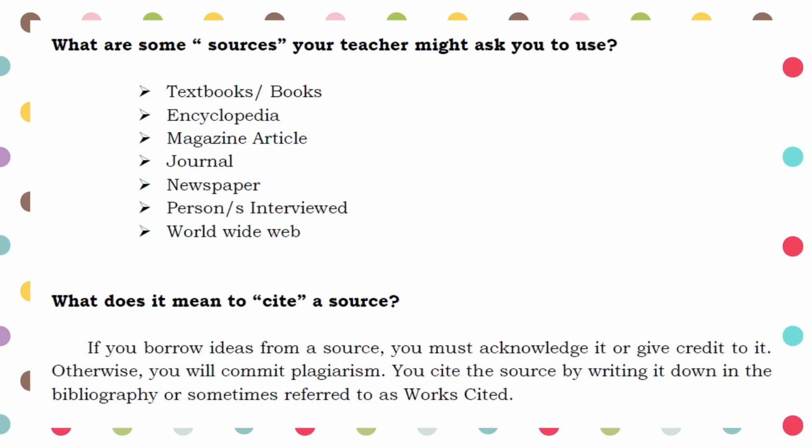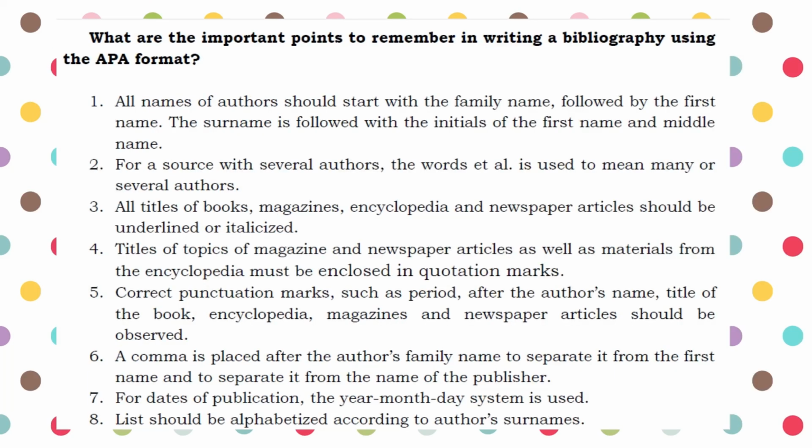What are the important points to remember in writing a bibliography using the APA format? Number 1. All names of authors should start with a family name, followed by the first name. The surname is followed with the initials of the first name and middle name. Number 2. For a source with several authors, the words et al. is used to mean many or several authors.